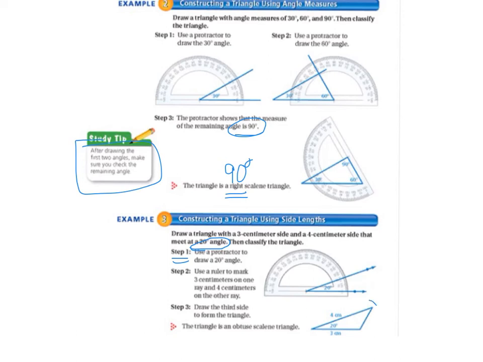So you should have something that looks like what it does in the book. Draw the third side to form the triangle. The triangle is an obtuse scalene triangle. So without measuring, you can see that this angle is greater than 90 degrees, and you can measure your third side over here and know that it is not equal to 3 or 4. So that makes it scalene.